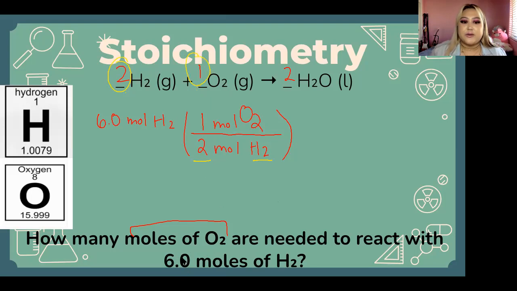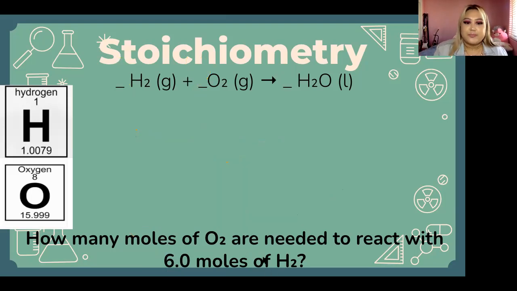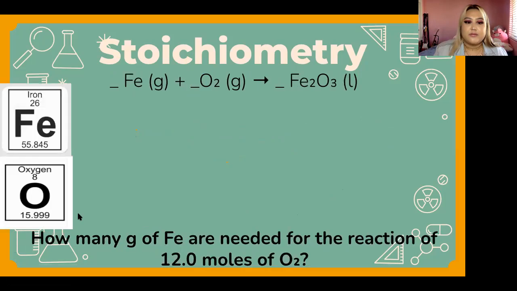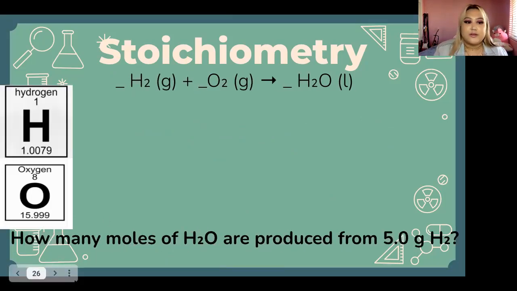Okay, and then this gets rid of the moles of H2, and we are left with moles of O2. So 6 divided by 2. 3. Yep, 3.0 moles of O2. Okay, pretty easy with the mole to moles. Okay, so taking a step further.